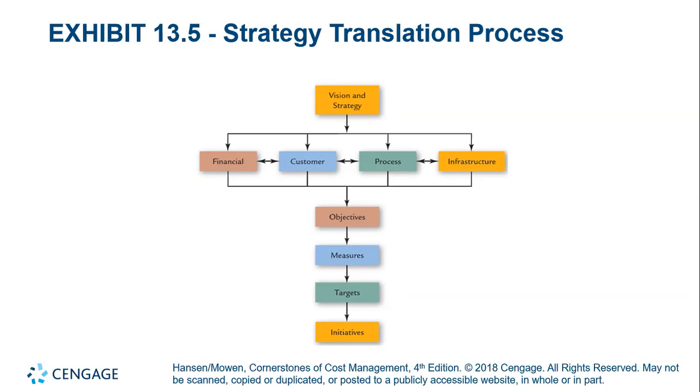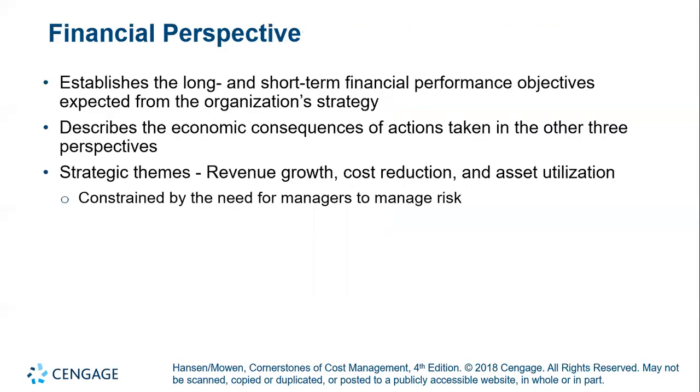For the strategy translation process, the financial perspective establishes the long and short term financial performance objectives expected from the organization's strategy. It describes the economic consequences of actions taken in the other three perspectives. The strategic themes are revenue growth, cost reduction, and asset utilization, constrained by the need for managers to manage risk.